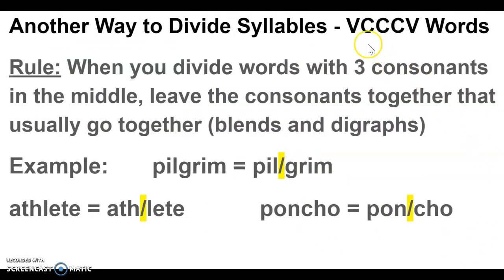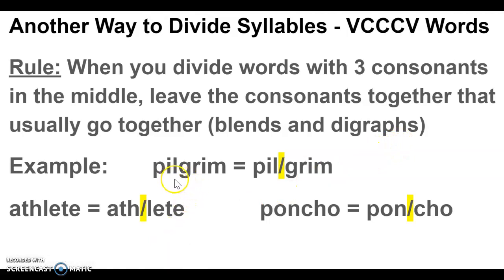So today we're going to talk about the VCCCV words, and the rule with that is when you divide words with 3 consonants in the middle, you leave the consonants together that usually go together. For example, blends and digraphs. So that can be a blend. Remember, blends are 2 letters that you say both of the sounds, like in the beginning of the word blend. BL is a blend. ND is a blend too, but it's usually at the end of the word. Okay, digraphs are those 2 letters that you put together that say one sound, like the PH in digraph. PH says f, like that.